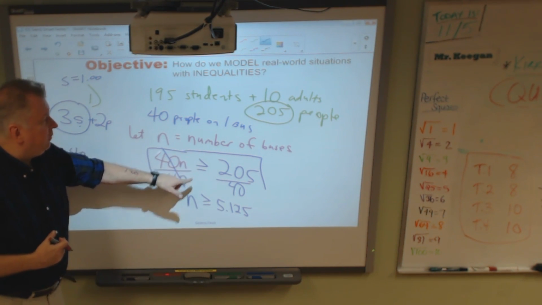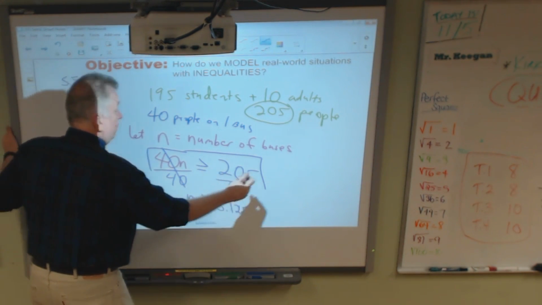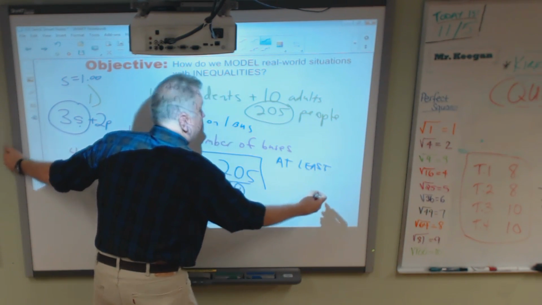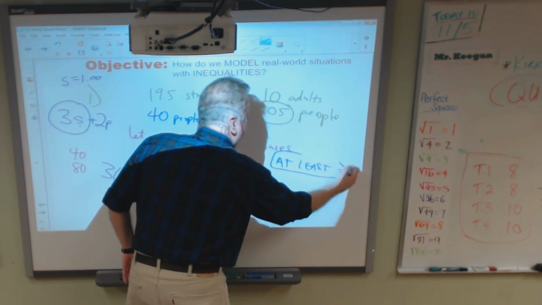One way to think of it is we need to move at least 205 people, and whenever you see the phrase at least, that's always greater than or equal to. Just make a note of this, okay?